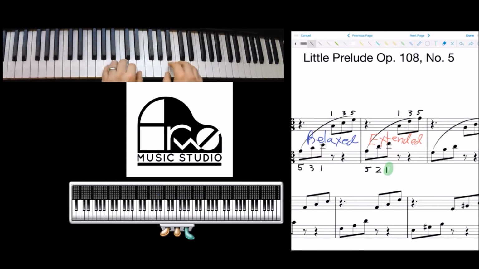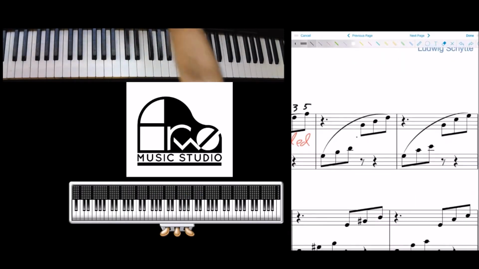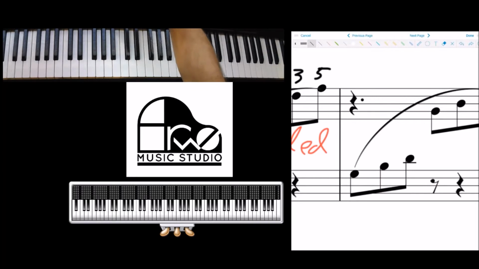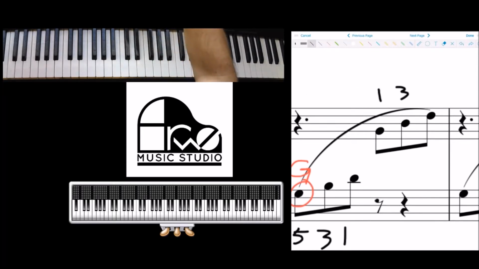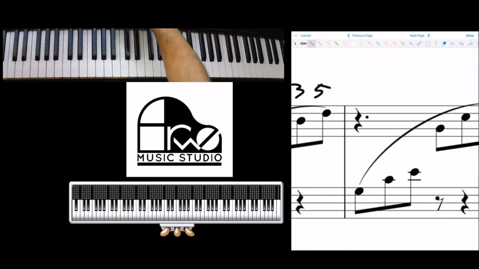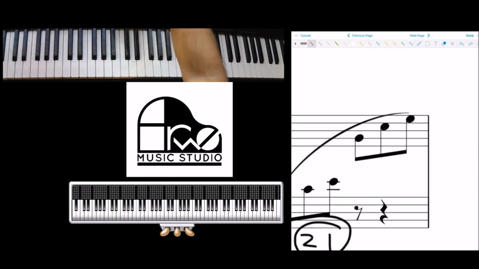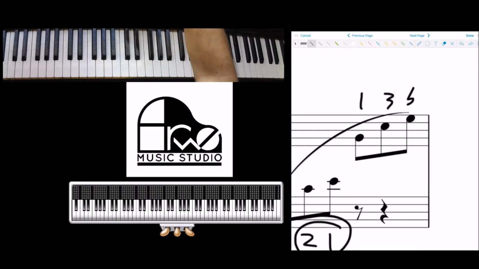All right, and then when we move to the next two measures, now we're starting on G. This is G right here. We're going to be doing the exact same fingering. 5 3 1, 1 3 5, and then 5 2 1 right there, and then 1 3 5.